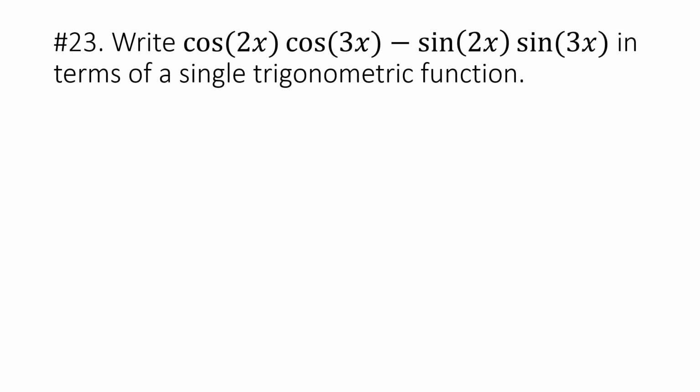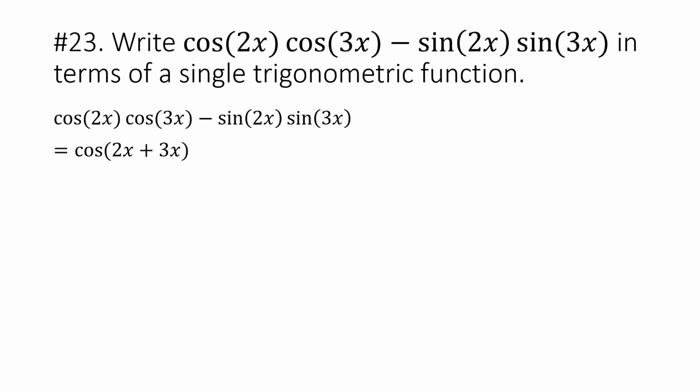Okay, cosine 2x, cosine 3x, minus sine 2x, sine 3x. Okay, so for the trig function, this is a sum and difference. You have to find the sum and difference formula. This is a cosine sum. So cosine 2x plus 3x. 2x plus 3x is 5x, cosine 5x.